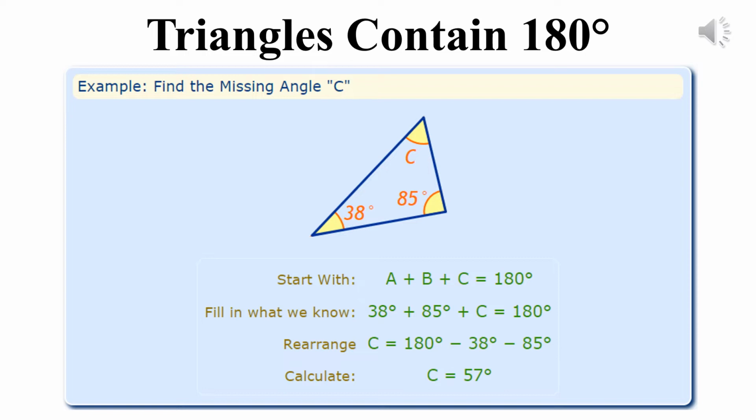38 degrees + 85 degrees + C = 180 degrees. Rearrange. C = 180 degrees - 38 degrees - 85 degrees.